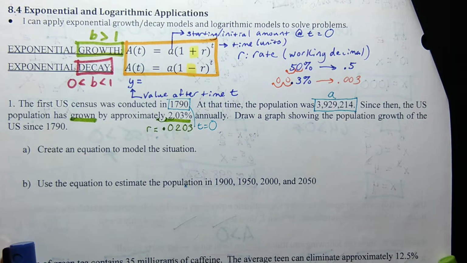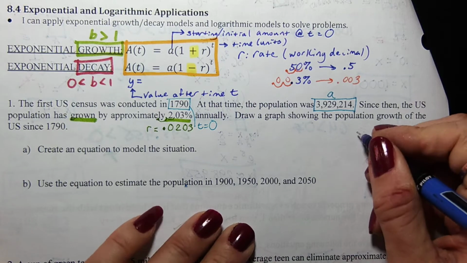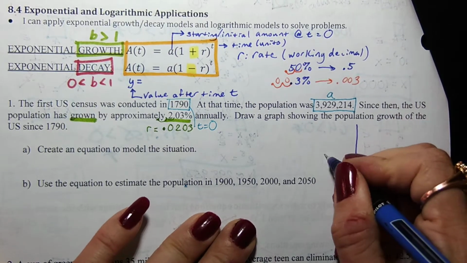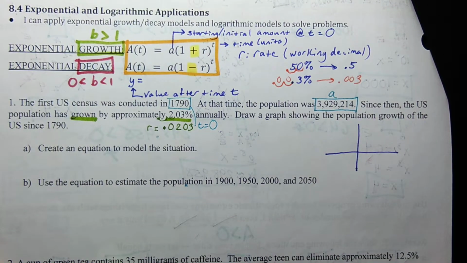Now it says draw a graph showing the population growth of the U.S. since 1790. We're not going to get super fussy with this. What I want to go back to is just what we did in the first part of this unit. What does an exponential growth function in general look like? So first, what type of asymptote does an exponential graph have? Horizontal or vertical?